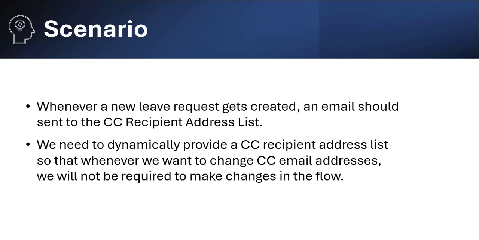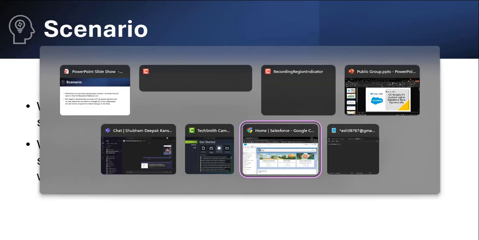So here is the scenario. Whenever a new leave request is created, an email should be sent to the CC recipient address list. Now we need to dynamically provide a CC recipient address list. So whenever we want to change CC email addresses, we will not be required to make a change in the flow. So let's jump to the org. There I will again explain this scenario.